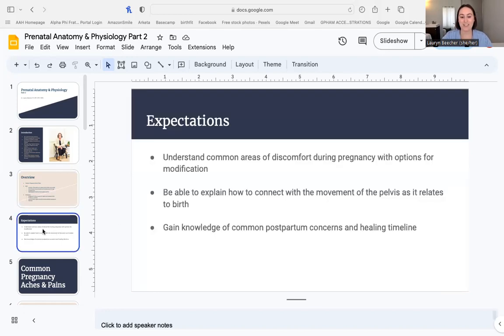So as I mentioned, our goal here is to understand some of the common areas of discomfort during pregnancy, with some general tips on ways to modify if someone is experiencing those particular aches and pains, to then be able to explain how to connect your yoga practice or your movement practice with the pelvis as it relates to labor and birth itself. And then just gaining that little bit of extra knowledge about postpartum as well.